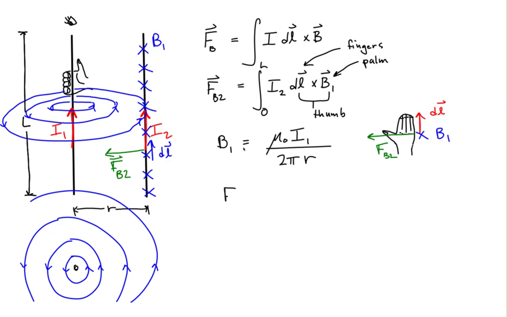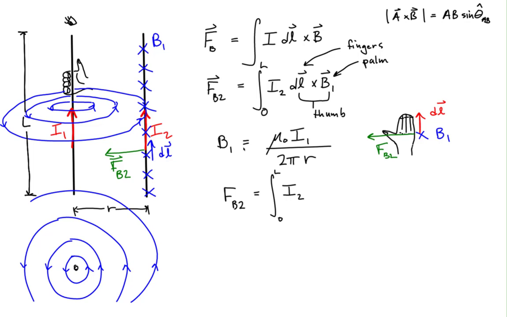So to find the magnitude of the magnetic force on wire 2 due to wire 1, we're going to evaluate the magnitude of the integral from 0 to L of I2, that's the current in wire 2, and then we're going to take the magnitude of the cross product between the displacement differential and the magnetic field of wire 1. That's just from the version of the cross product that says when you evaluate the magnitude of the cross product between two vectors, it's equal to the product of the magnitudes of each vector times the sine of the angle between them.